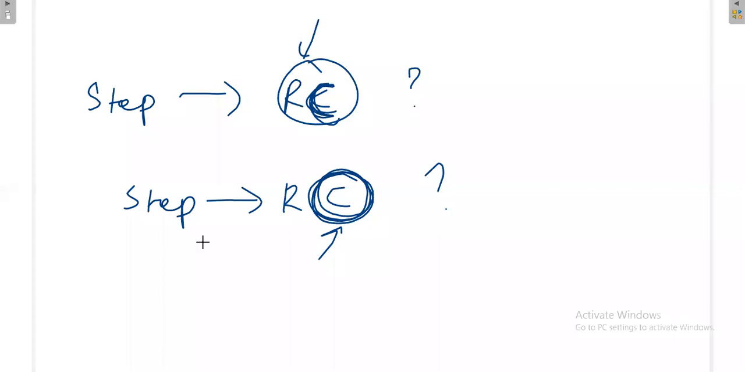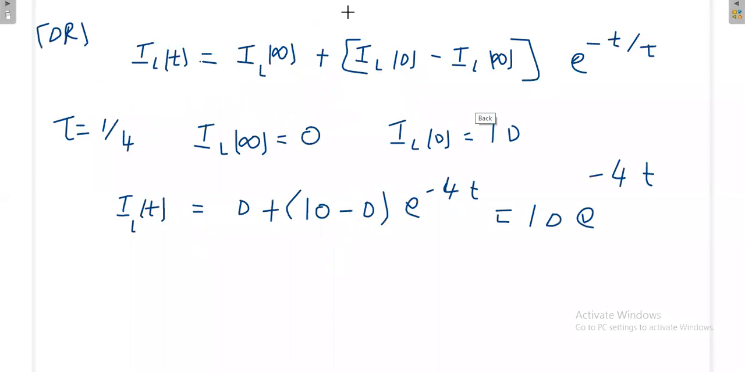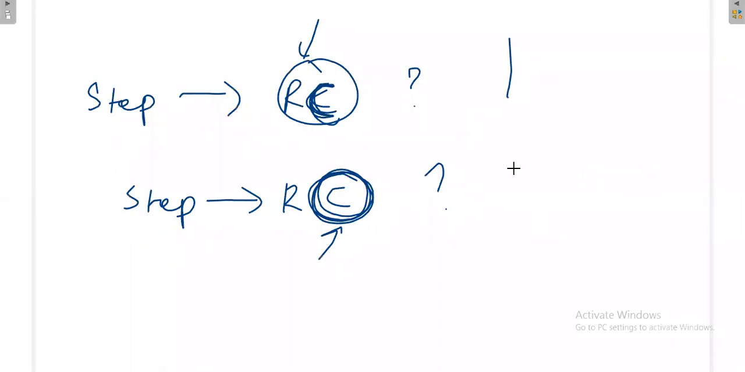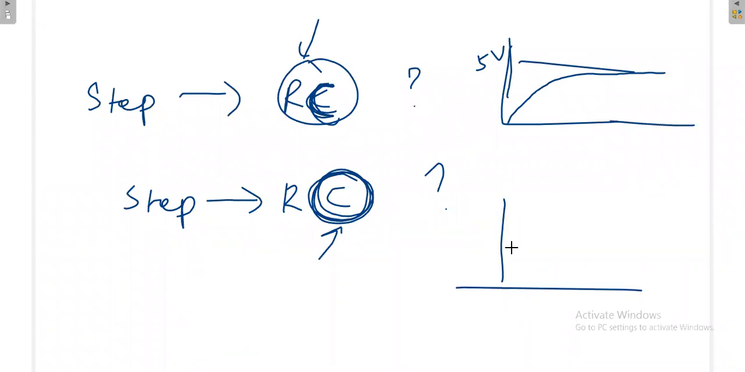Again, it is very simple. Say finally the cell phone battery has to reach 5 volt. If you are charging from the ground level, your response will go like this. Or if your capacitor already has some voltage, now when you do the charging, the capacitor voltage will increase like this. That is the idea, with initial energy and without initial energy, but always with respect to some source, the step input.